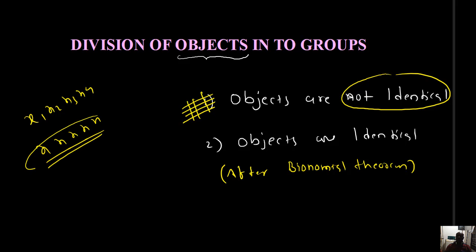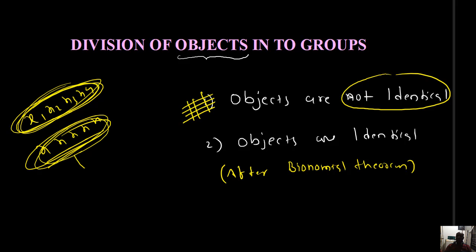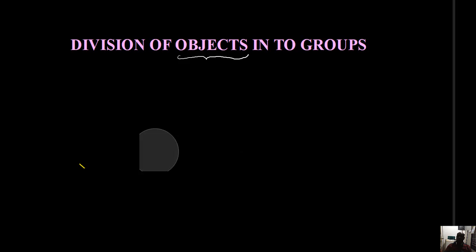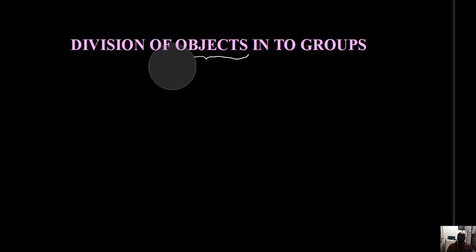We want to distribute these objects among two persons or into two groups. These objects are treated as not identical objects, while the others are treated as identical objects. So distribution of objects into groups can be non-identical or identical. First case I am taking is that objects are not identical. So today's concept is division of non-identical objects into groups.